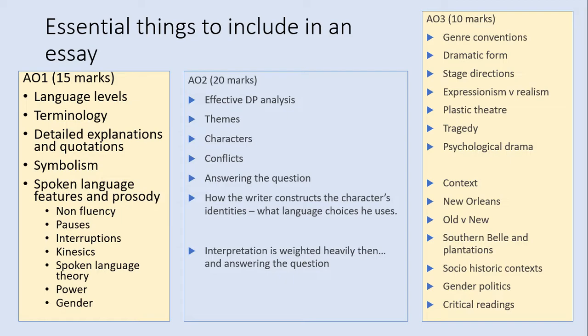Okay, for AO2, you need to make sure you put DP in. That's different parts of the play in this case. Without that, you're unlikely to get above level 2 for this particular element. Depending on the question, you may be asked to look at a particular theme, and usually that's linked to characters and character development.